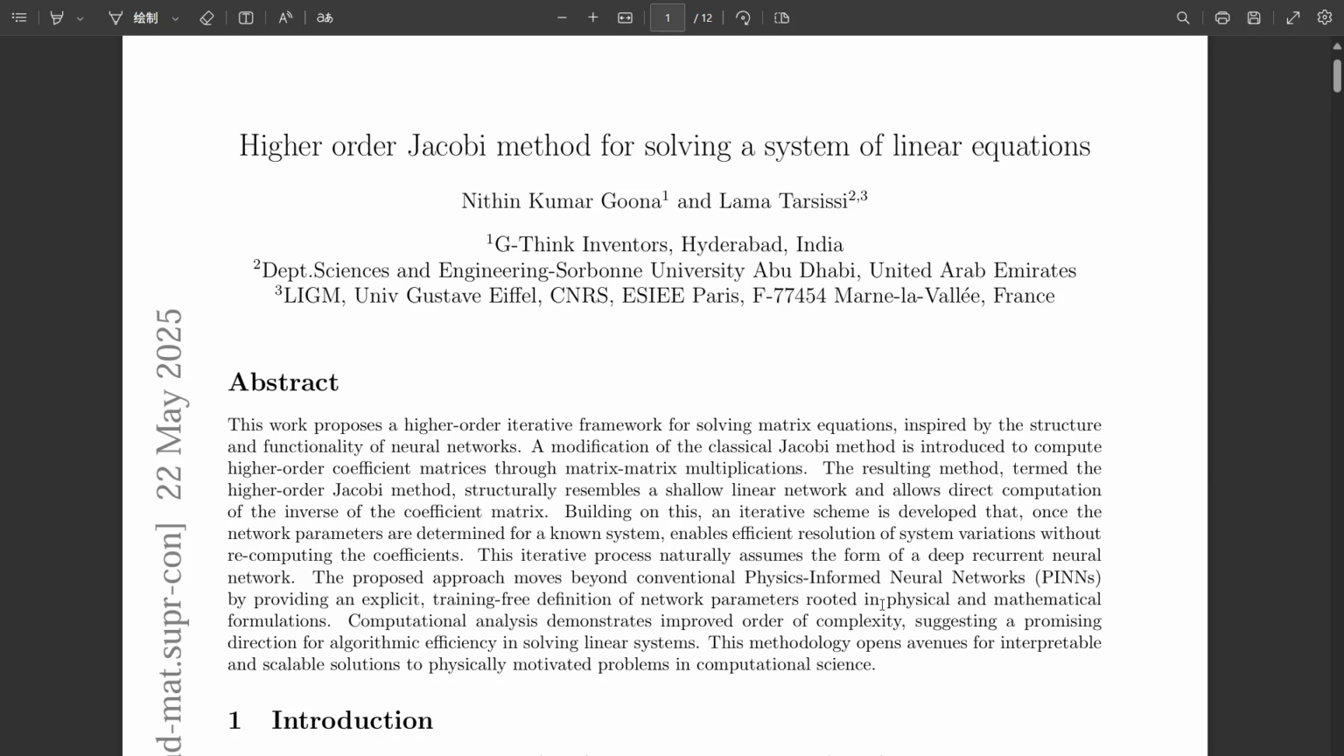And today we're taking a deep dive into a really fascinating new way to approach this, based on the sources you shared, notes, timelines, paper excerpts from Nithin Kumar Goona and Lama Tarsissi. Yeah, this paper proposes something that kind of builds on a very classical method, but pulls in ideas from, well, fields you might not expect, like neural networks. So our mission today is really to unpack the academic core here. We want to get into what makes it novel, how it works, how it performs, and critically, what this mix of old math and new AI concepts could mean. Okay, let's get into it.